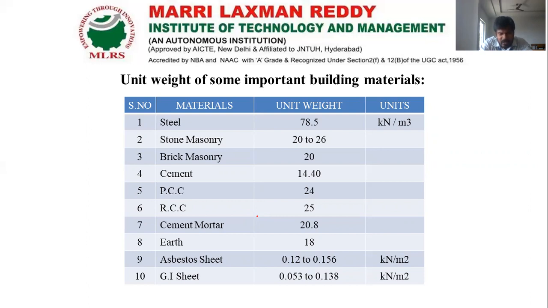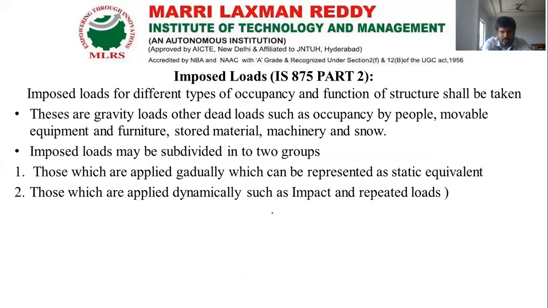Then asbestos sheet: when comparing with the length and breadth, the thickness is less. That's why sheet materials come under kilonewton per meter square loading, like a slab load. Asbestos sheet 0.122, 0.156. Next, GI sheet 0.0532, 0.138 kilonewton per meter square.